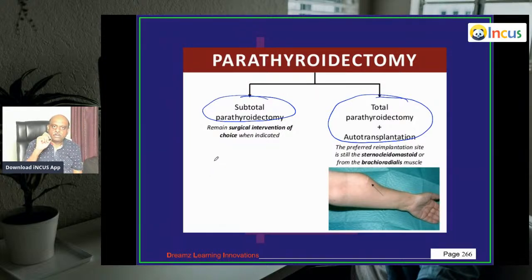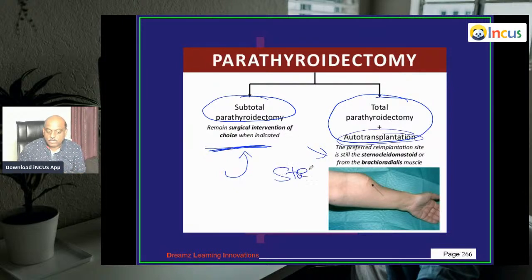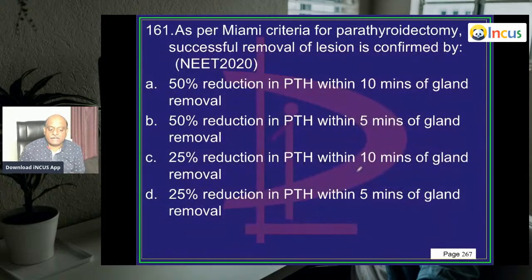So keep answering the questions while discussion is going on. Also, punch some important points that come to your mind. So subtotal parathyroidectomy remains the surgical intervention of choice wherever it is indicated. And the preferred reimplantation site of autotransplantation is sternocleidomastoid, or you can put it in the brachioradialis muscle, is what you need to remember.